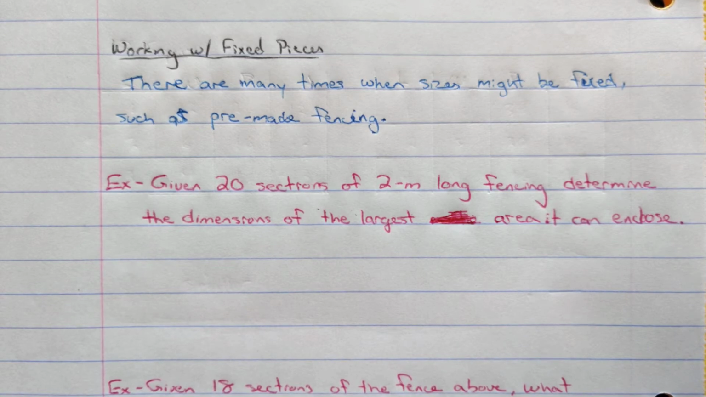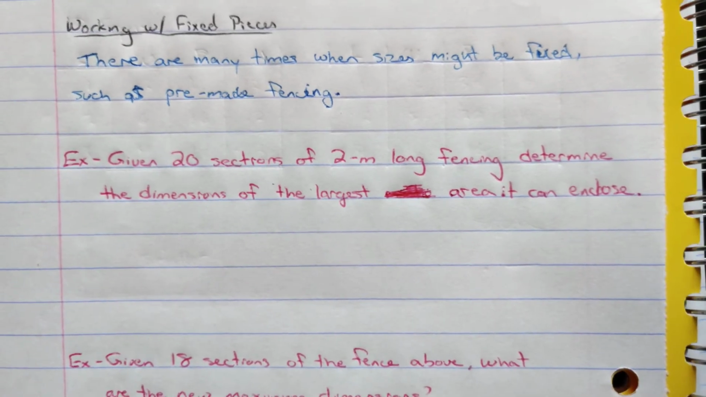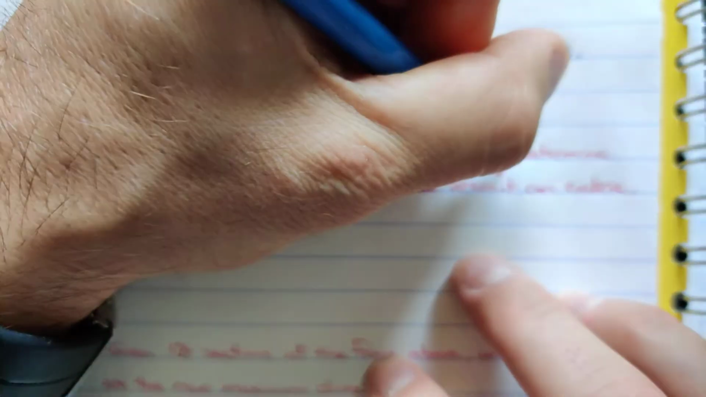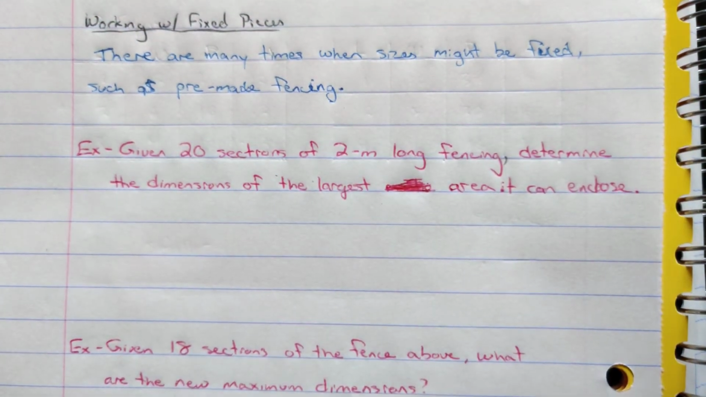So if you're given, say, 20 sections of 2-meter long fencing, determine the dimensions of the largest area it can enclose. Well, 20 sections is where we want to focus here. The area will be a square made up of 20 pieces.